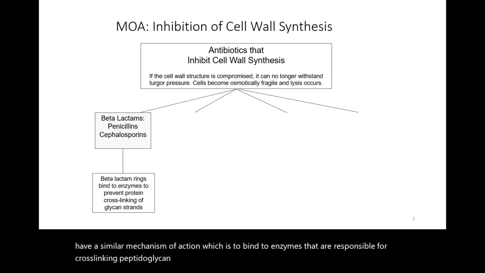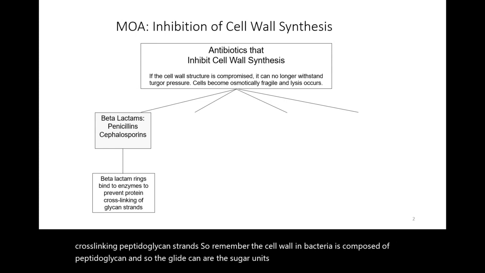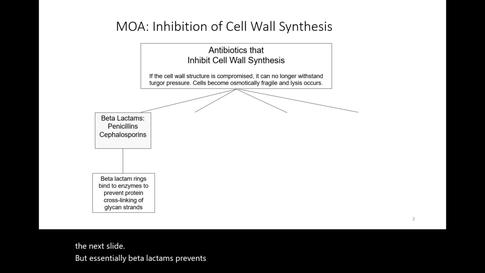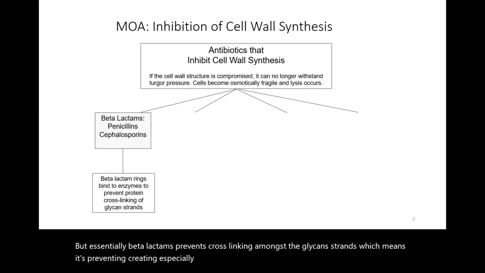Remember, the cell wall in bacteria is composed of peptidoglycan, and the glycan are the sugar units, and peptido is for the proteins. And these are important for cross-linking, and you'll see this on the visual on the next slide. But essentially, beta-lactams prevent cross-linking amongst the glycan strands, which means it's preventing creating, especially for gram-positives, that thick peptidoglycan layer.